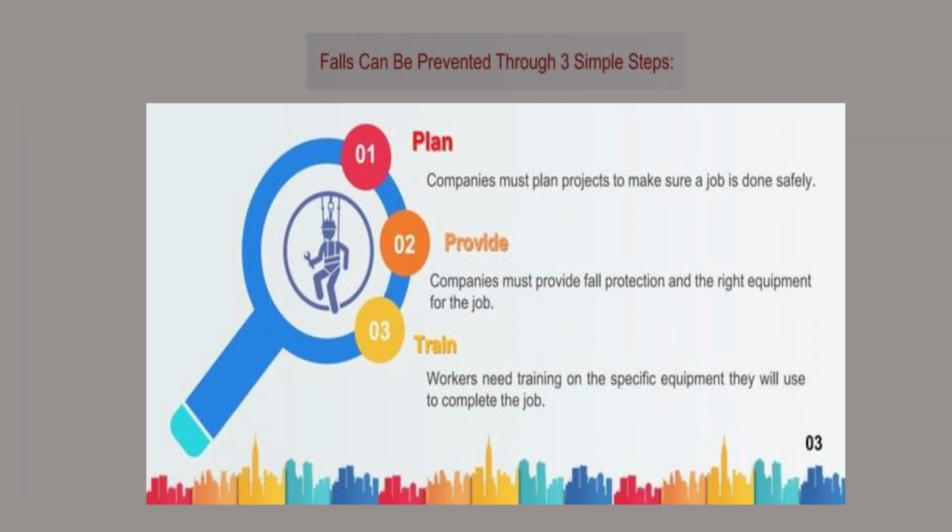Falls can be prevented through three simple steps. First, plan. Companies must plan projects to make sure the job is done safely. Second, provide. Companies must provide fall protection and the right equipment for the job. And third is train. Workers need training on the specific equipments they will use to complete their job.